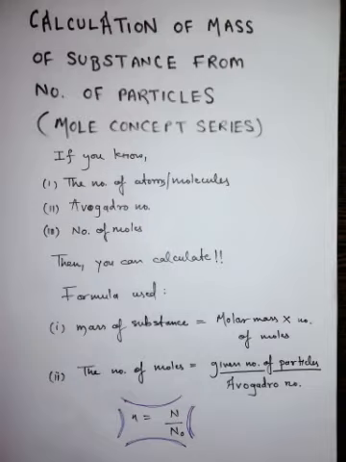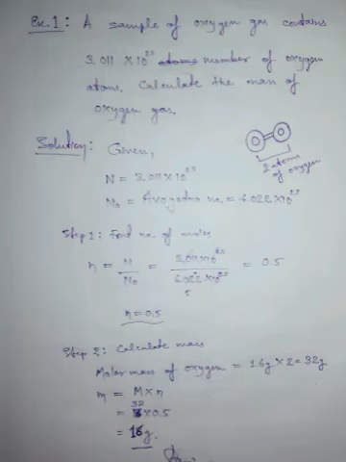In this way of calculation, we will use two formulas. First is the mass of substance is equal to molar mass into number of moles, and second is the number of moles is equal to given number of particles upon Avogadro number. We will represent the number of moles by small n, the number of particles by capital N, and the Avogadro number by N naught.